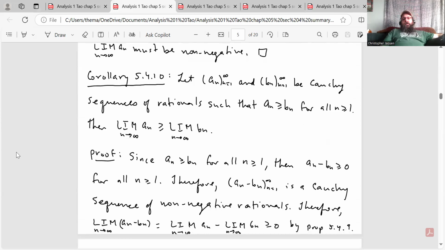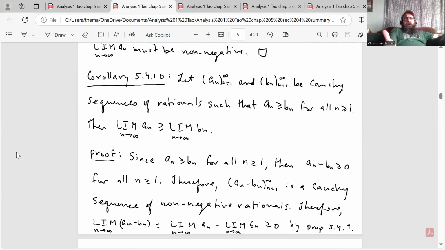That's this one here. So let a_n and b_n be Cauchy sequences of rationals such that a_n is greater than or equal to b_n for all n greater than or equal to 1, then the limit of a_n as n goes to infinity is greater than or equal to the limit of b_n as n goes to infinity. So that's what I used at the end to prove that.